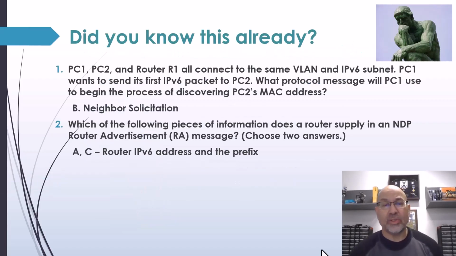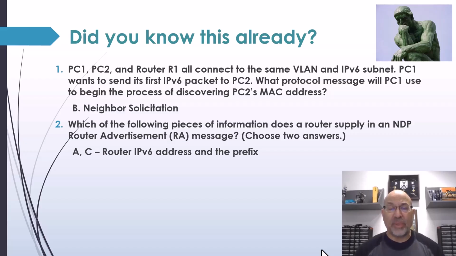Okay, do I know this already questions. PC1, PC2, and Router 1 are all connected to the same VLAN and IPv6 subnet. VLAN is important, right, because we put everybody in the same VLAN and therefore the same IP network. PC1 wants to send its first IPv6 packet to PC2. What protocol message will PC1 use to begin the process of discovering PC2's MAC address? Well, we know that this is the neighbor solicitation.